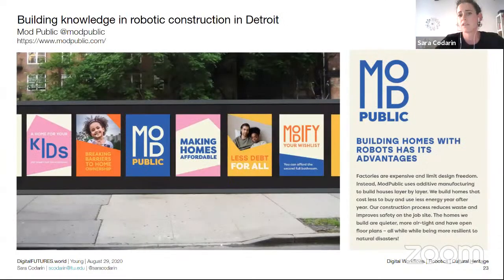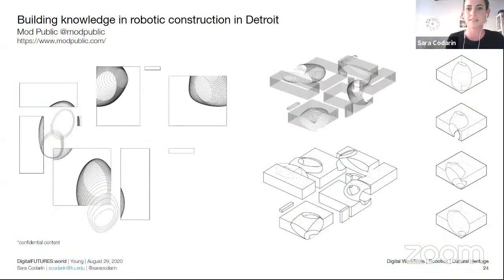And with the idea of developing first-hand knowledge in construction robotics, I'm also a member of a startup called Mod Public that operates in Detroit too. And it aims to make affordable houses through the use of robotic construction. So the starting point is a very small unit, like a small house, to start to learn from the robotic construction process. And that's here.